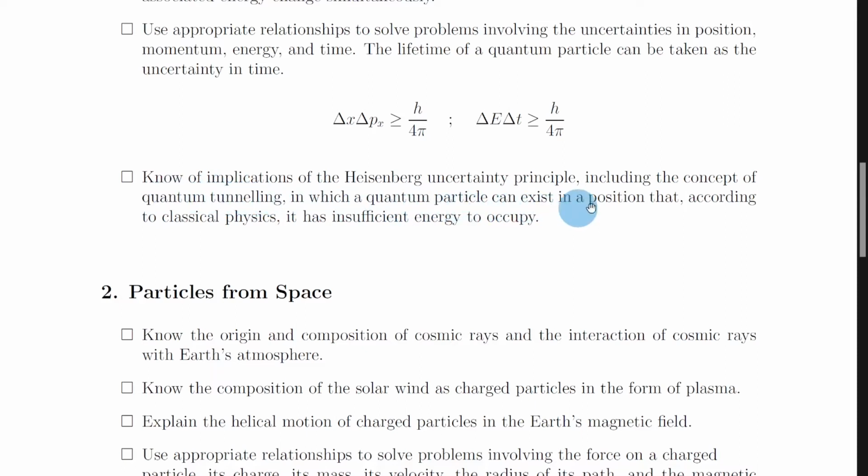in which a quantum particle can exist in a position that, according to classical physics, it has insufficient energy to occupy. So it's important to be able to explain quantum tunneling and to be able to give some examples of where it occurs, such as in alpha decay or in a scanning tunneling microscope.